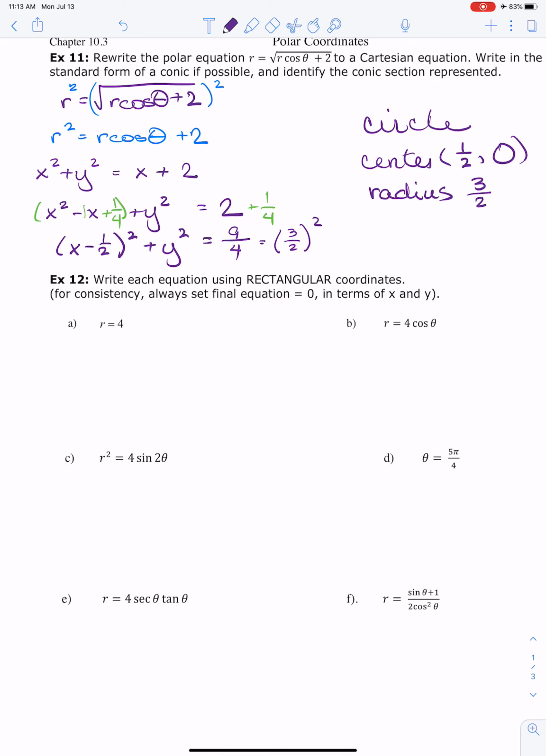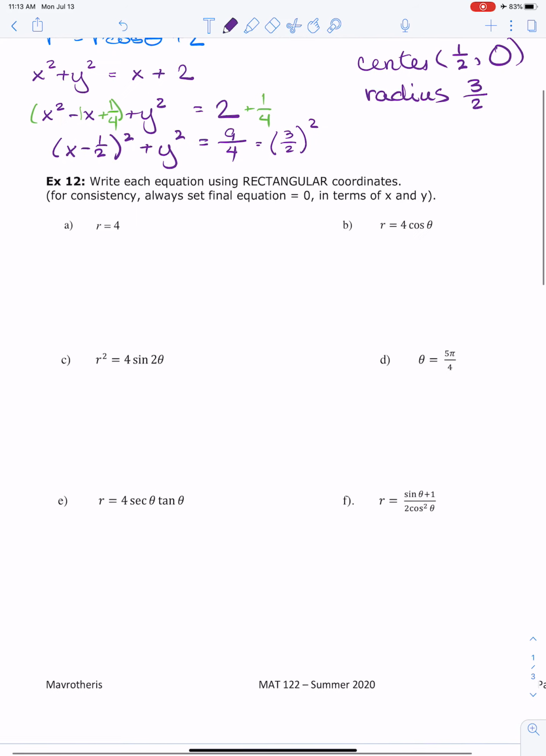So, moving on, example 12. We've got 6 different equations. We want to change from polar to rectangular. The reason for putting these in here is just so you see different ways to look at this and you know how to think about this as you move forward.